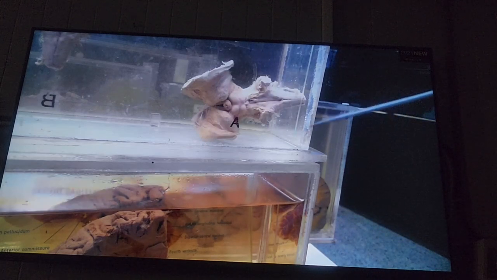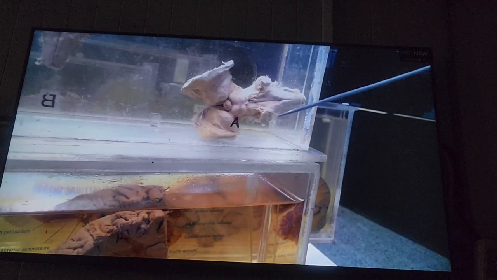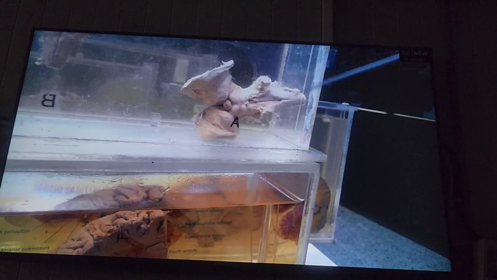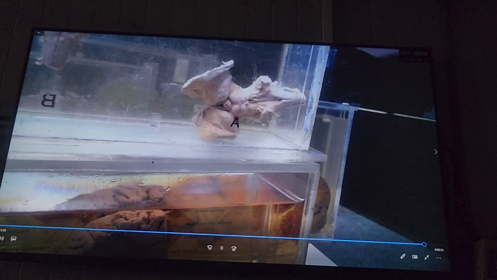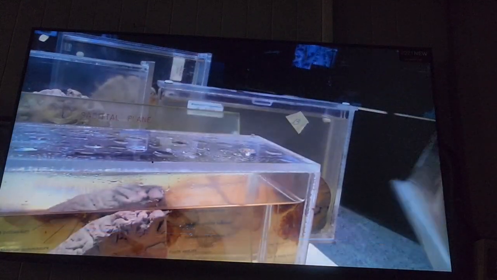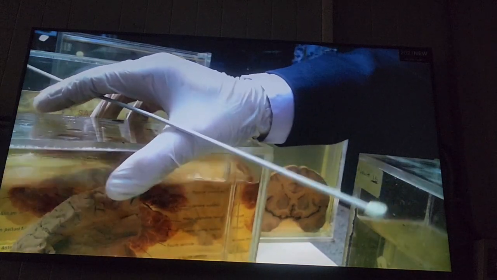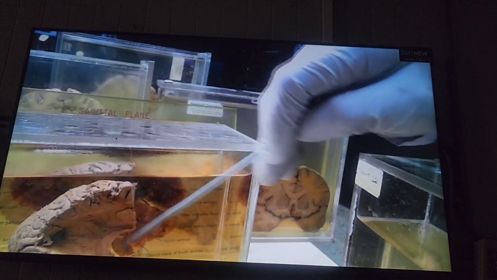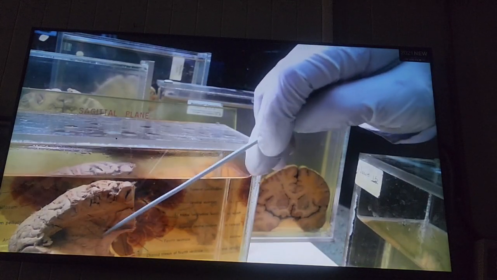Here we can see also the cerebellar peduncles. This is the middle one, which is the largest one, this is the superior one, and here the inferior cerebellar peduncle. Also, in another specimen here, we can illustrate the presence of the posterior horn of the lateral ventricle.